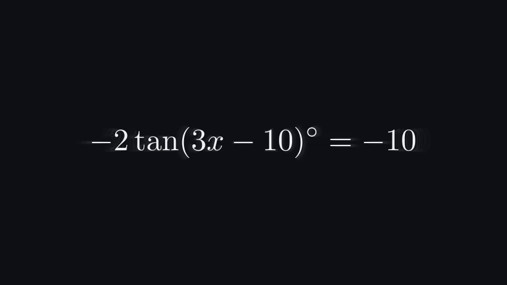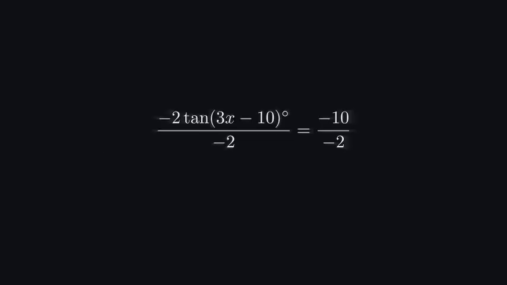Minus 2 tan of (3x minus 10)° equals minus 10. Minus 2 tan of (3x minus 10)° over minus 2 equals minus 10 over minus 2. Tan of (3x minus 10)° equals 5.